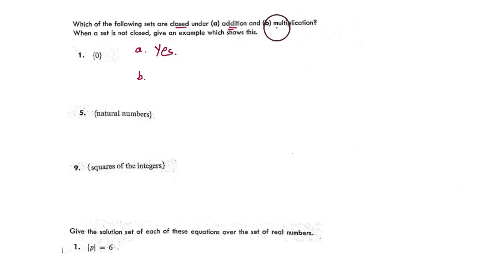Now let's make a multiplication problem. Again, our only number we can choose is 0. So 0 times 0 is our only possible question. The answer is 0. Is that in the set? Yes, it is.